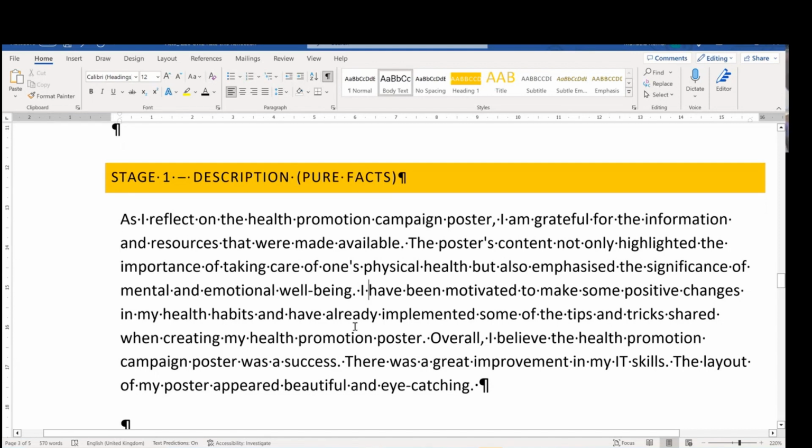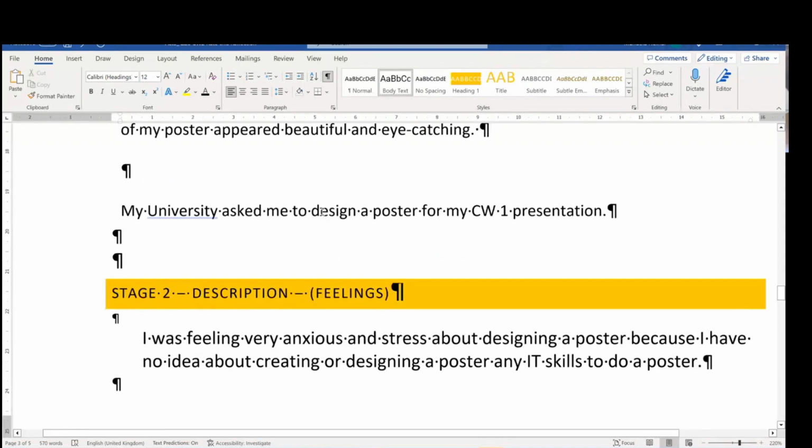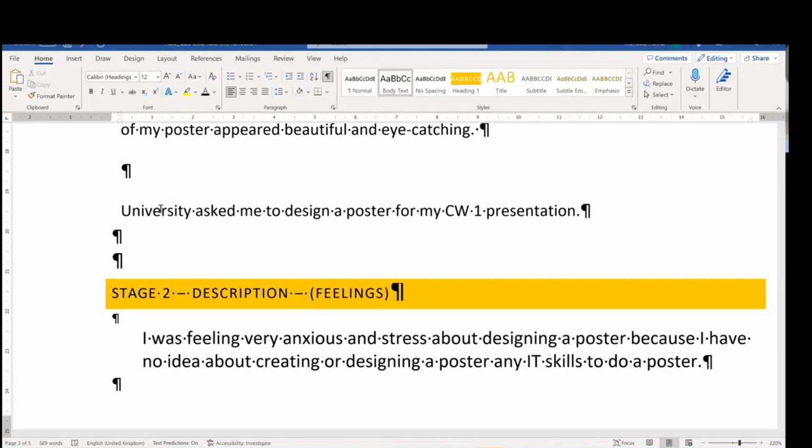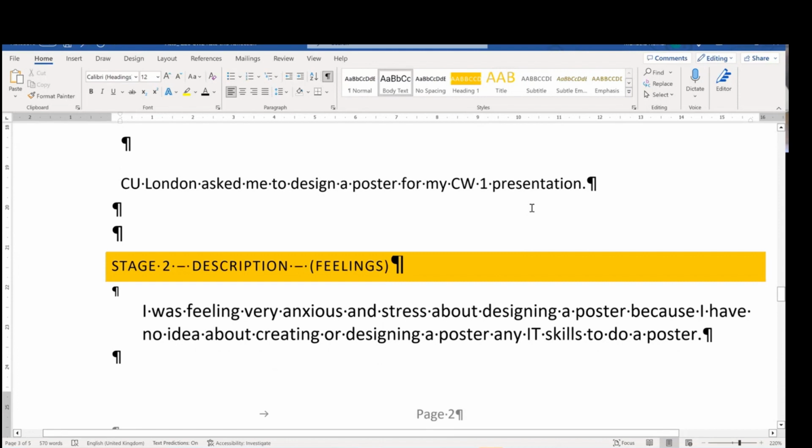Just describe what you had to do. So here again, my university asked me to design. You could say which university, not my university, you could say the university, London, CU London. CU London asked me to design a poster for my CV1 presentation.